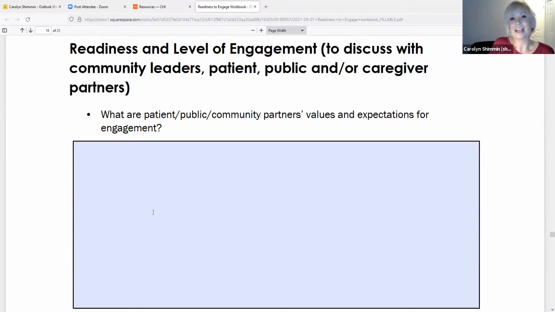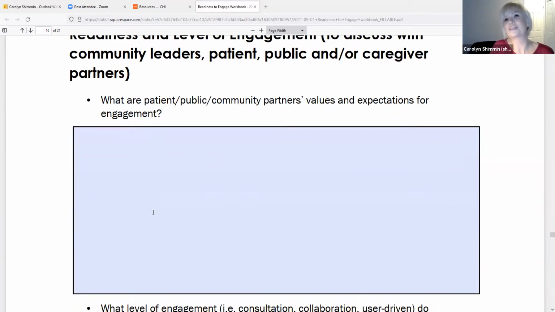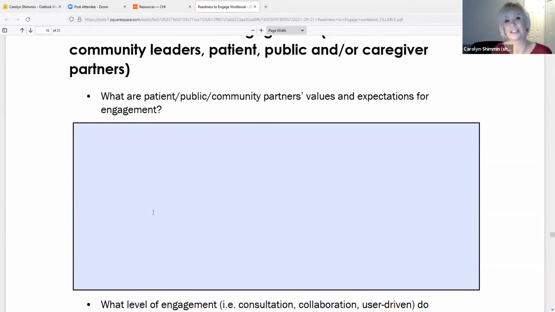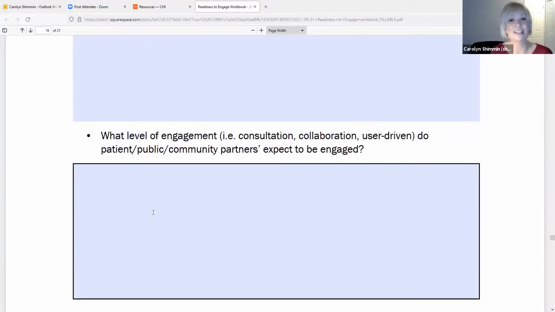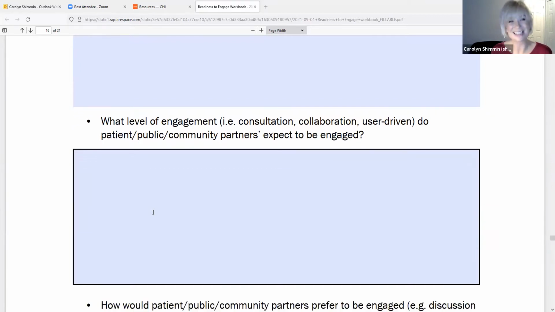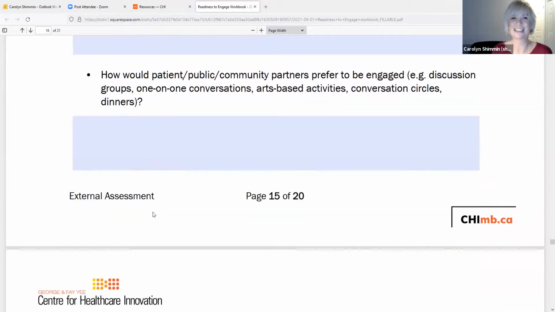And then at the readiness and level of engagement, so we continue to discuss with community leaders, what are patient, public, community partners' values and expectations for engagement? So talking to people with lived experience, what are your values? What are your expectations? What do you want to get out of the research project? What level of engagement? Is it consultation? Is it collaboration? Do you think people with lived experience or community members should be driving the bus? Which level do we want?